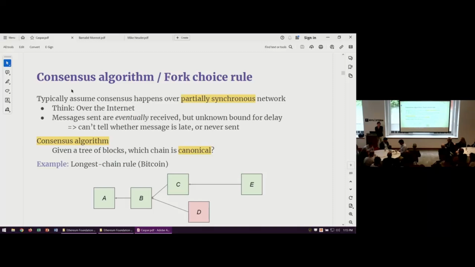Now that we have a leader, the question then is, how do we make progress? And given these block proposals, what should end up as being part of the canonical chain? This is where the consensus algorithm or fork choice rule comes into play. In Bitcoin, we have a very elegant and simple rule that basically says, follow the longest chain.